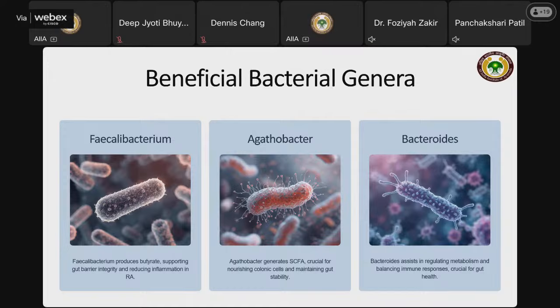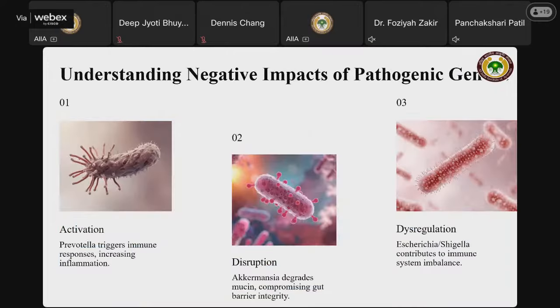So the beneficial bacterial genera, including Faecalibacterium, Agathobacter, and Bacteroides: Faecalibacterium can produce butyrate, which can support the gut barrier integrity, which can reduce inflammation. Agathobacter can generate SCFA, that is short-chain fatty acids, which is crucial for nourishing colonic cells and maintaining gut stability. And Bacteroides helps in regulating metabolism and balancing immune responses, crucial for gut health. So these three were really enriched, and these three were really helpful in reducing the symptoms.